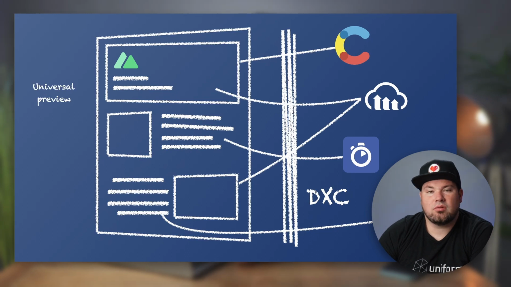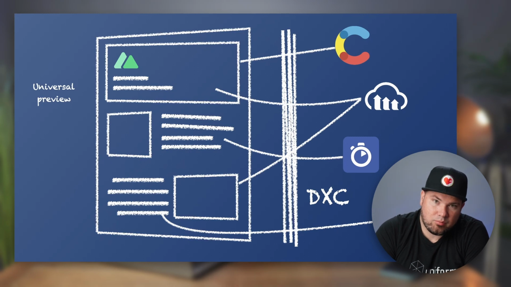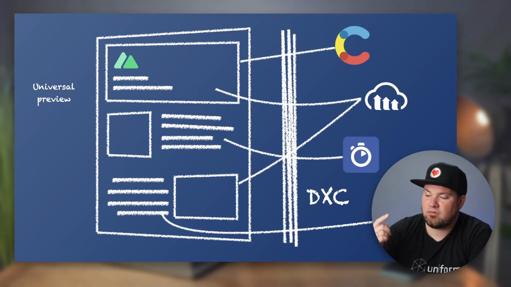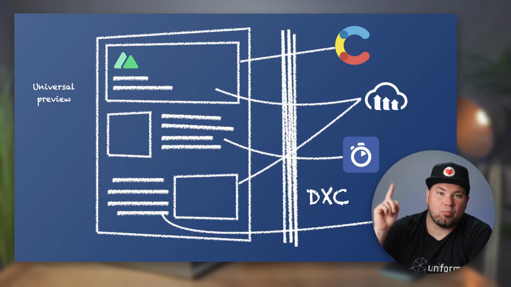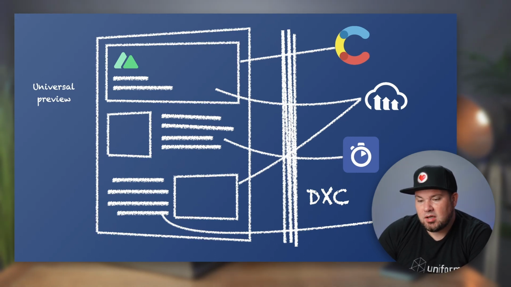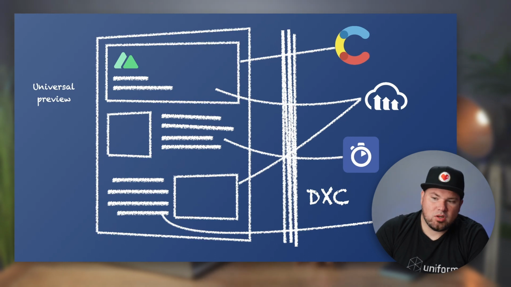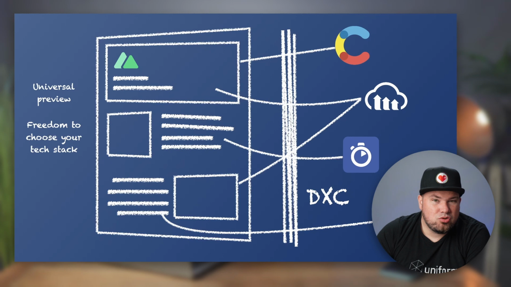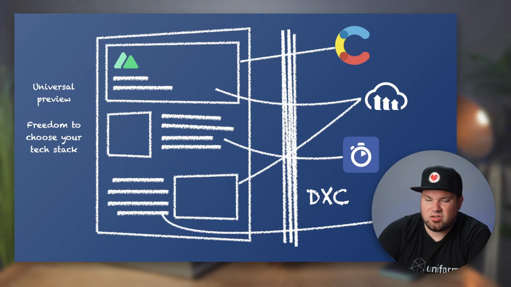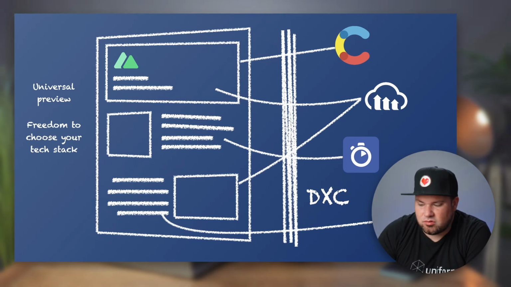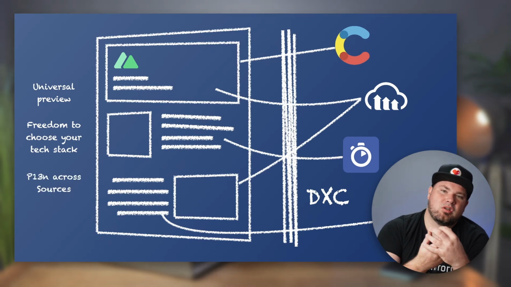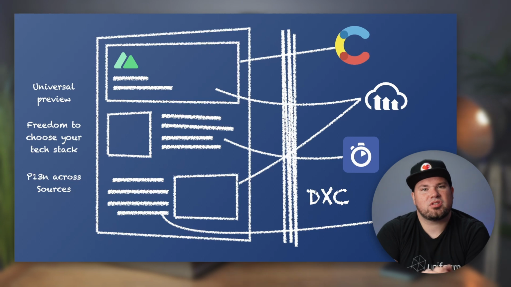So what you get is universal preview. If you just use the DXC's SDK, the preview will be across all these sources, and webhooks will be flying around. So if you change something in a source, your preview will happen directly. And you can preview in your preview environment that you built, or just your live site, whatever. You get complete freedom to choose the technical stack that you want. Like I chose Nuxt because I like it, but I don't have to. You can do anything.